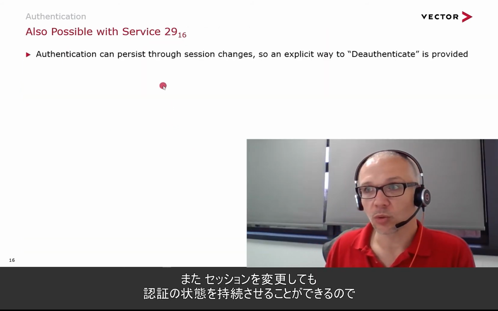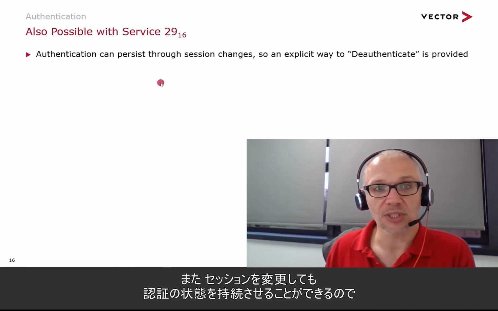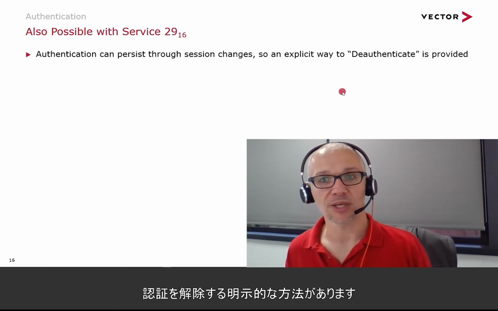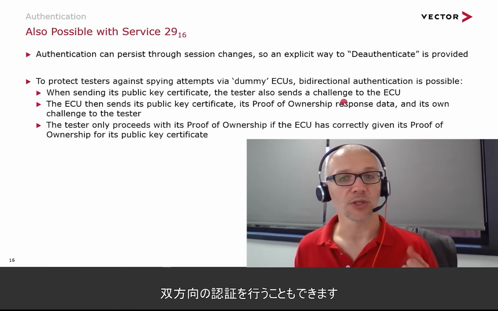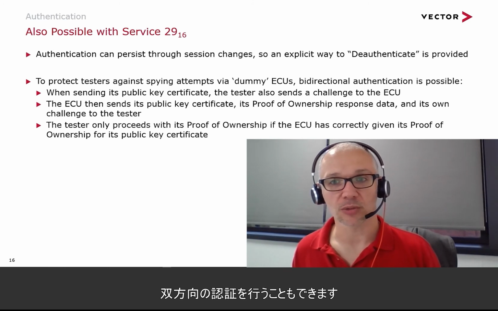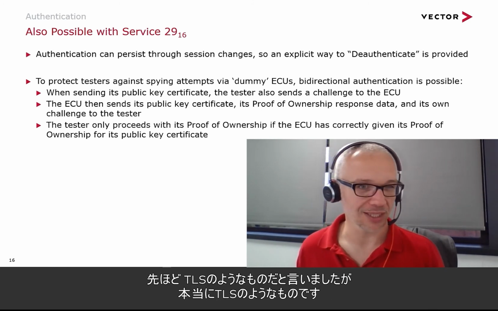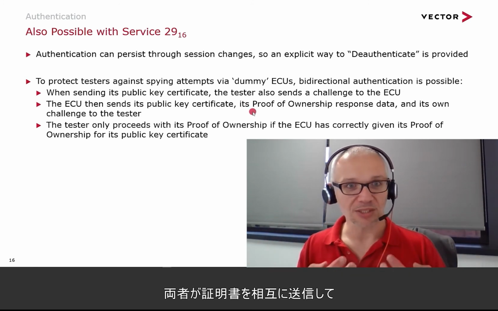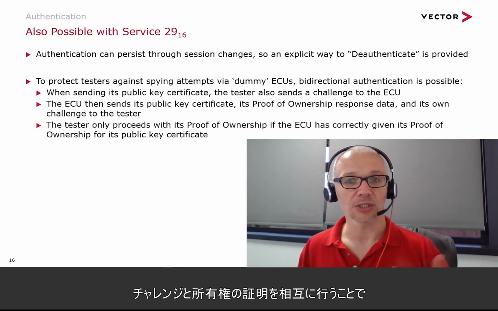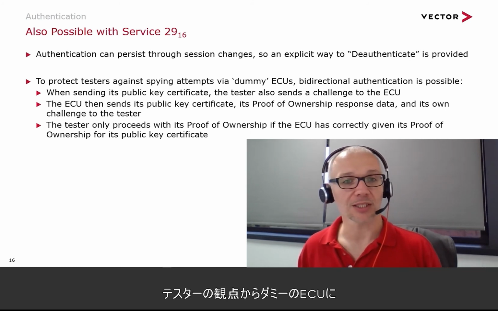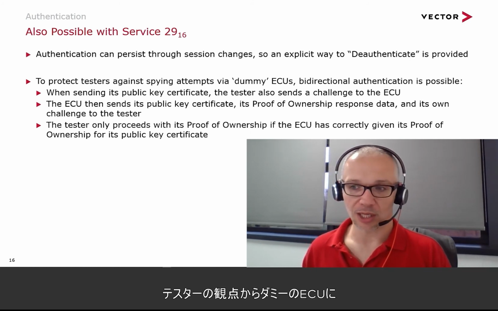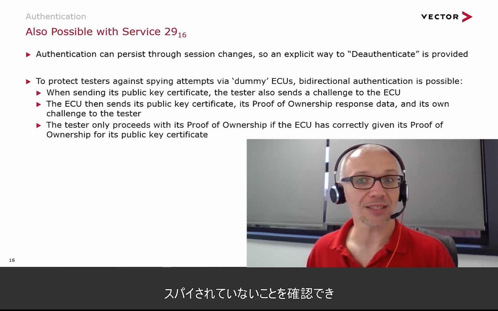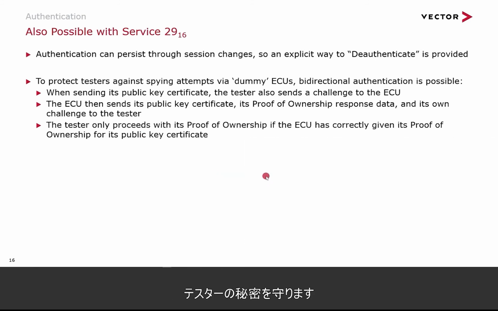What's also possible? Well, also possible is the ability to persist through session changes, the security state. So we have an explicit way to de-authenticate. We can also do bidirectional authentication. So I said just now, it's a bit like TLS. This is really like TLS. So both parties will send certificates each way. There'll both be a challenge and proof of ownership each way. So we can make sure that we aren't being spied on by a dummy ECU from a tester perspective, so we can protect the tester secrets.